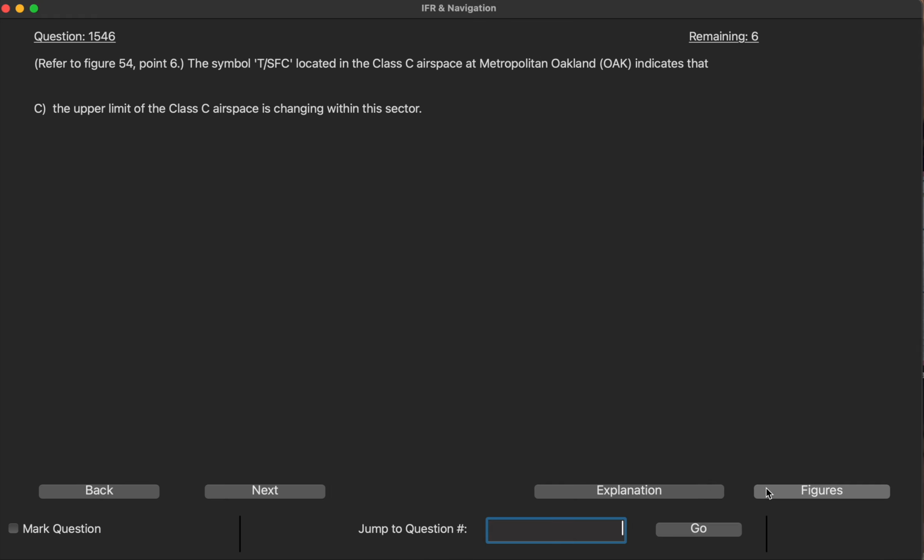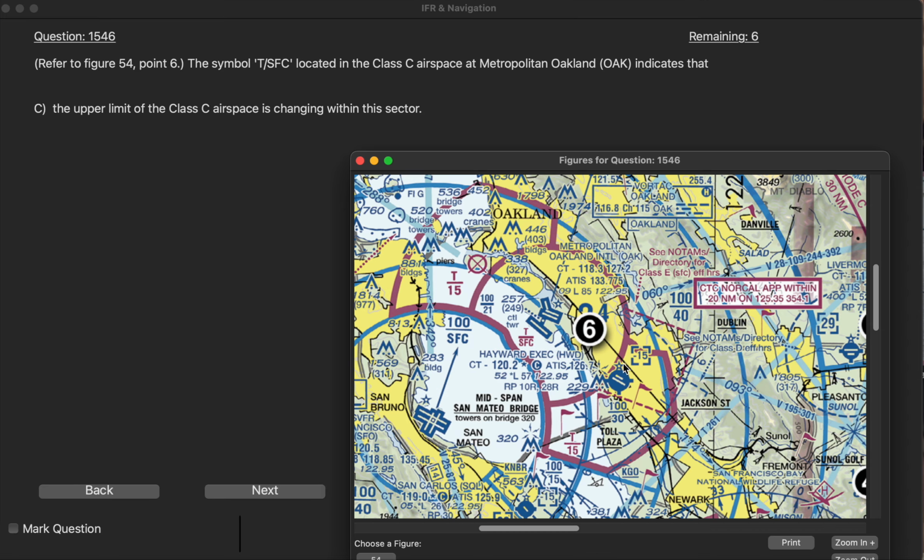Refer to Figure 54.6. What does the symbol T/SFC, which is surface, located in the Class C airspace at Metropolitan Oakland indicate? The upper limit of the Class C airspace changes within this sector.